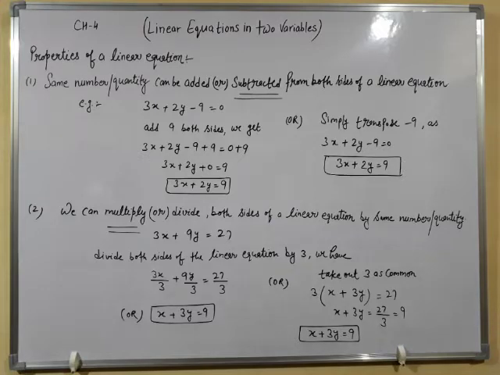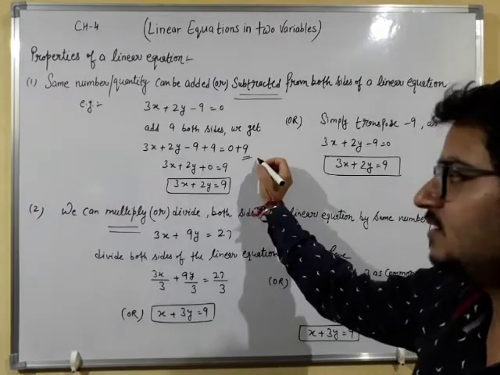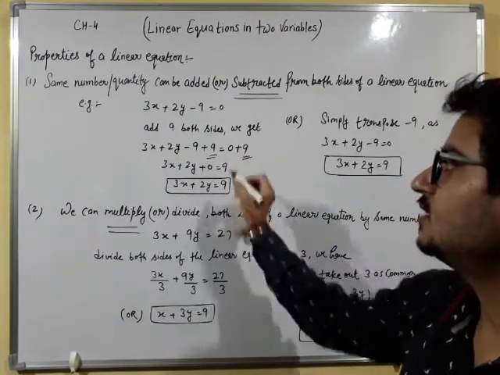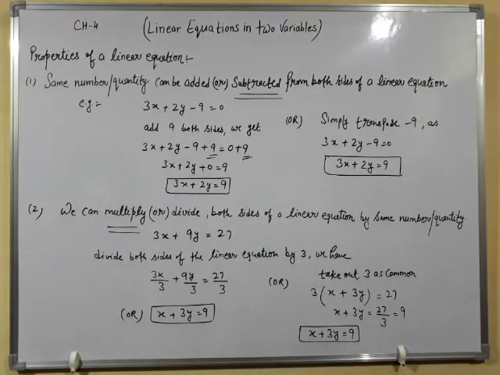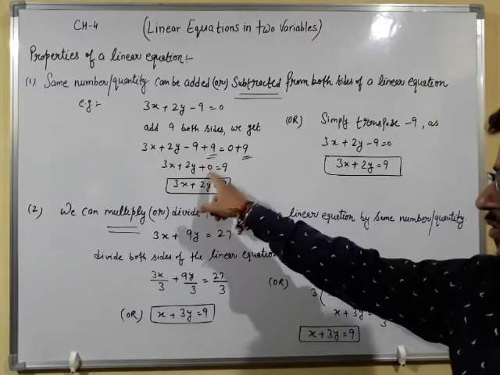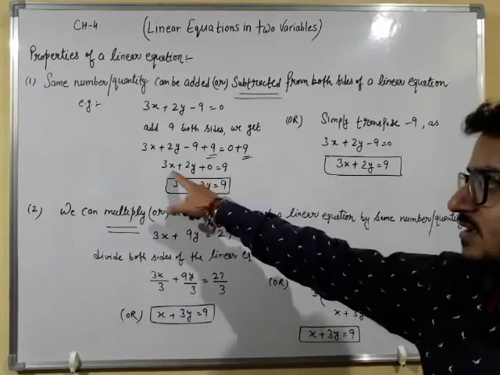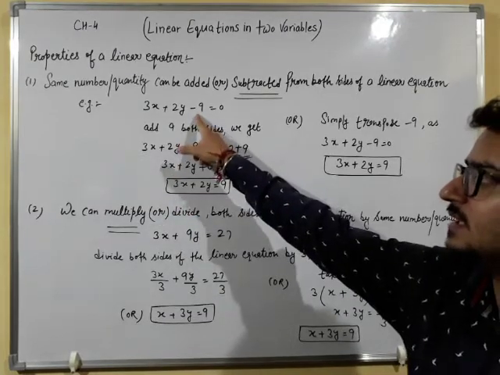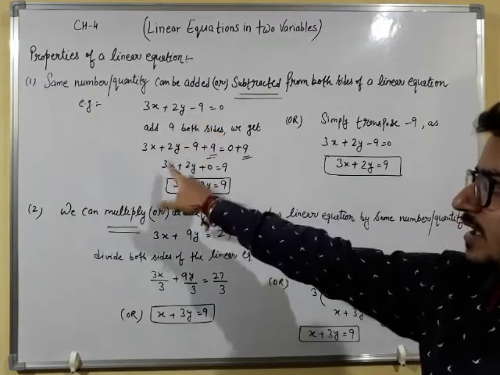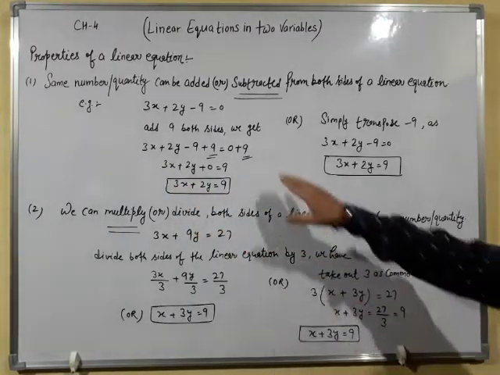You can observe we have added 9 on the right hand side of the equation as well as on the left hand side of the equation. Now minus 9 and plus 9 becomes 0 and 0 plus 9 has become 9, so the given linear equation in two variables is 3x plus 2y is equal to 9.